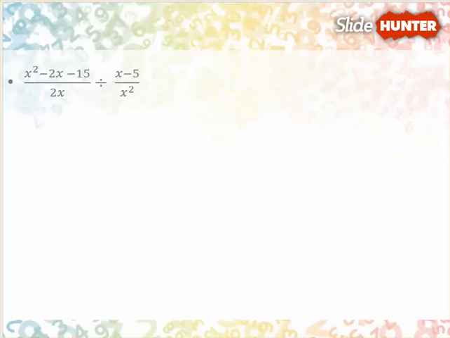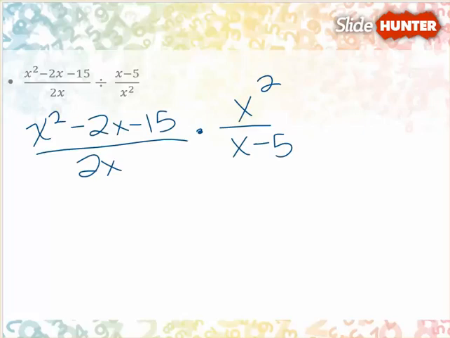Let's see what this looks like with a rational expression. We're going to take x squared minus 2x minus 15 over 2x and divide that by x minus 5 over x squared. Let's start by rewriting this as a multiplication problem. Remember, keep, change, flip. This problem can be rewritten as x squared minus 2x minus 15 over 2x times x squared over x minus 5. Now it's a multiplication problem, which is what you did last week.